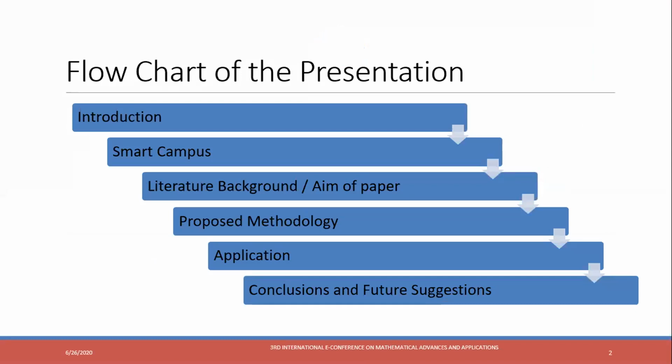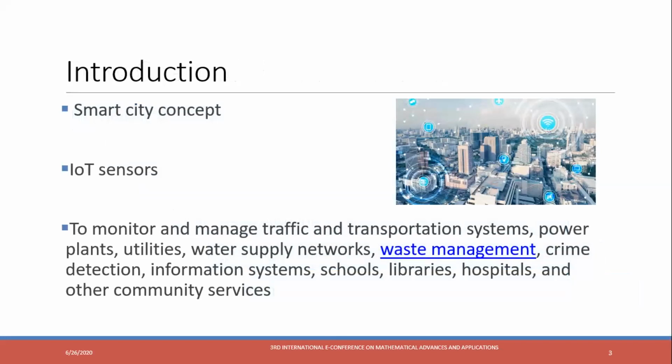This is the flowchart of my presentation. Firstly, I will give you a small introduction about the topic. Then I will talk about the smart campus concept that we adopted along the paper. And I will give the literature background of the paper and the main aim of the paper. Then I will present the proposed methodology with the real case application that we conducted. And I will finish my presentation with conclusions and future suggestions.